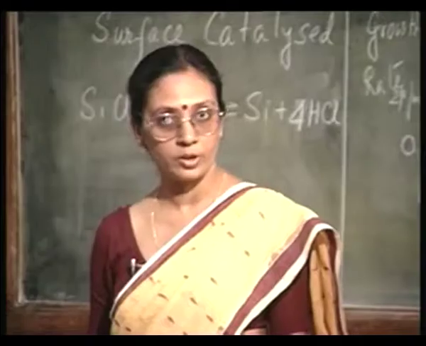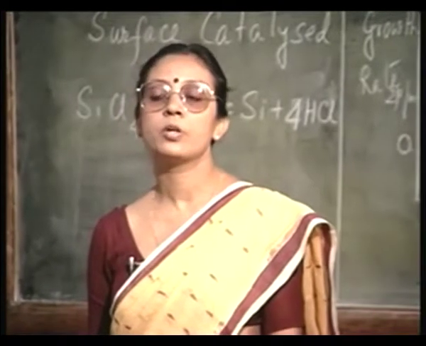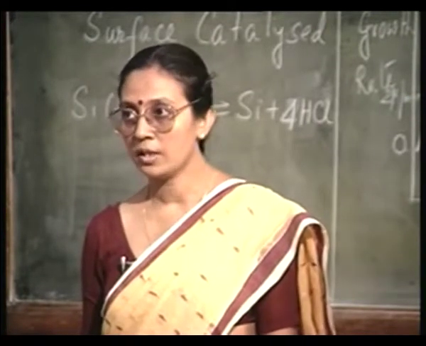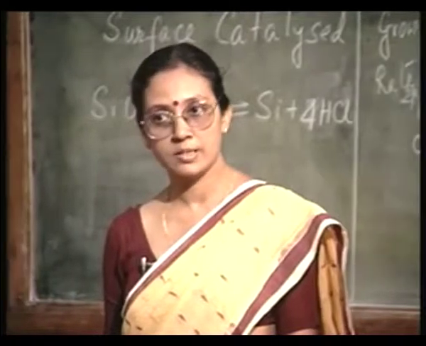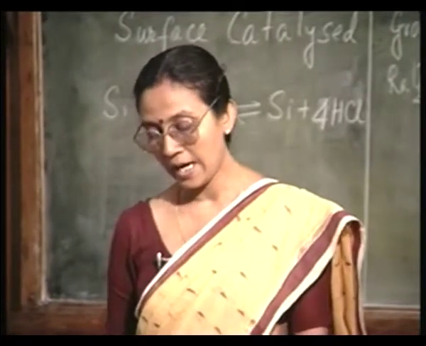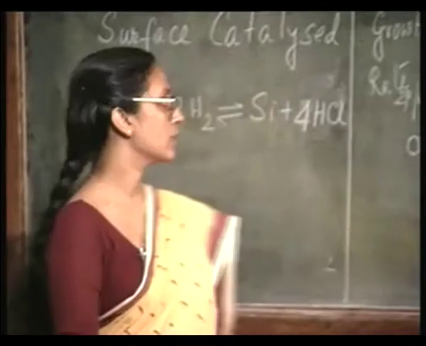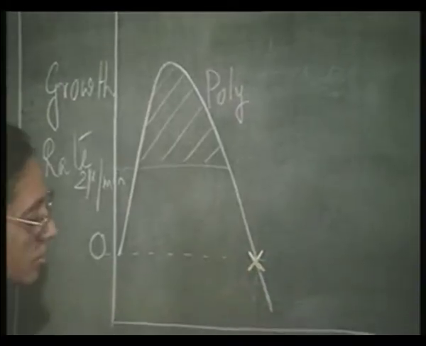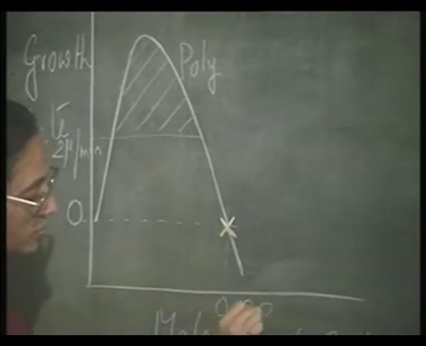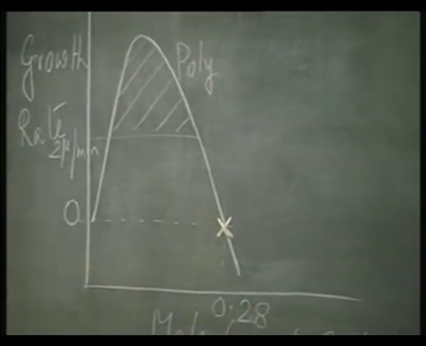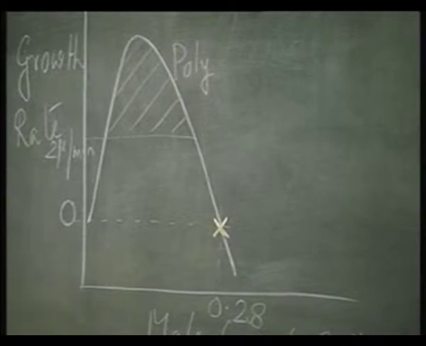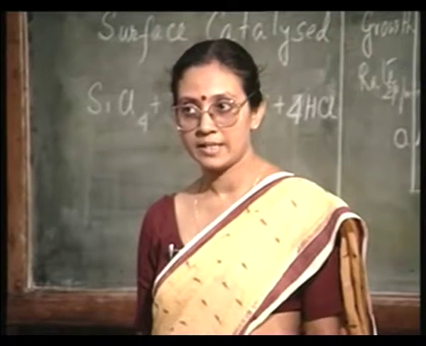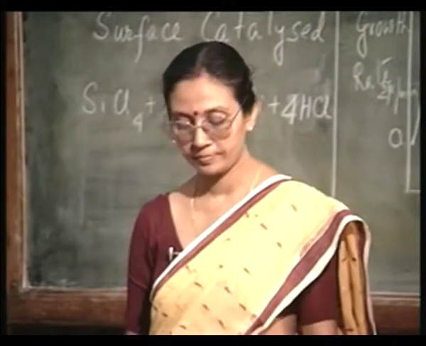So, then you will have a polycrystalline layer, and as you keep on increasing the silicon tetrachloride mole fraction, there will be a point when instead of growth it will start etching, and that point is approximately at about 0.28. When the mole fraction of silicon tetrachloride exceeds 0.28, etching is seen to occur.